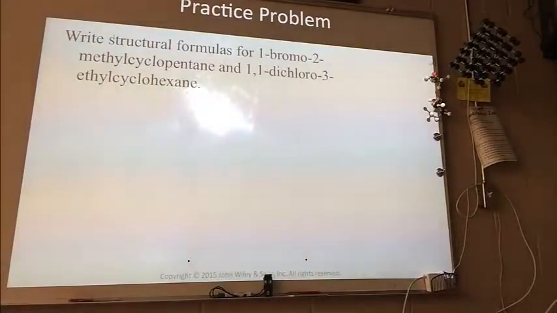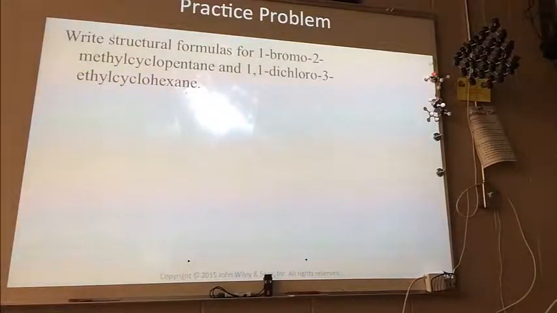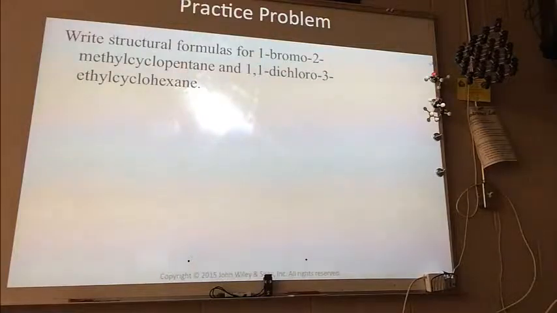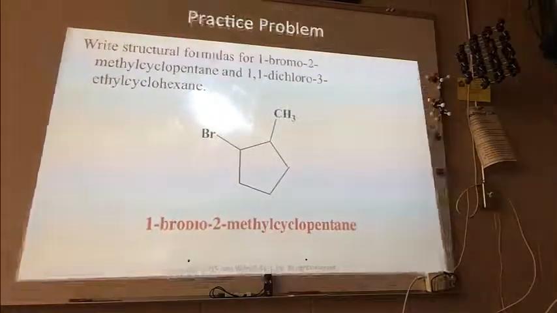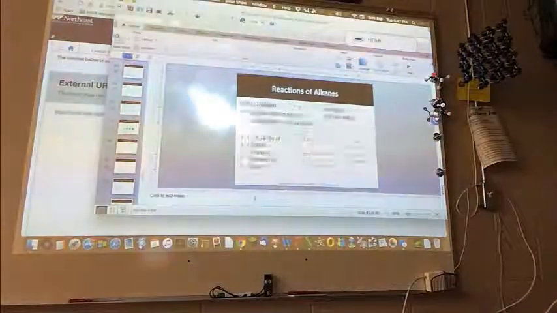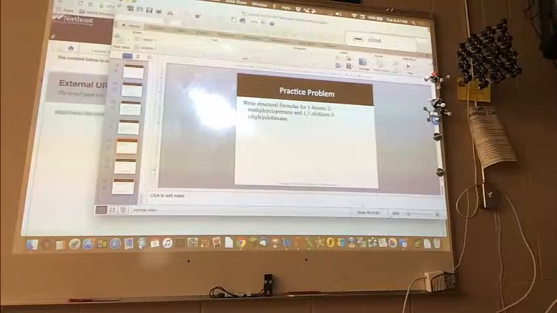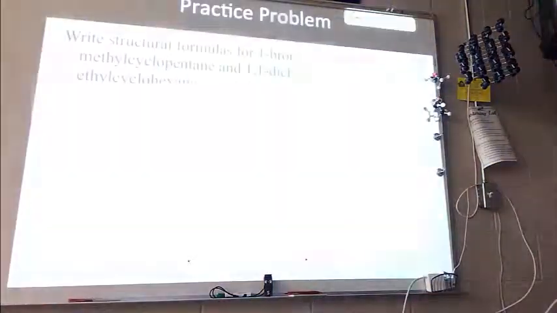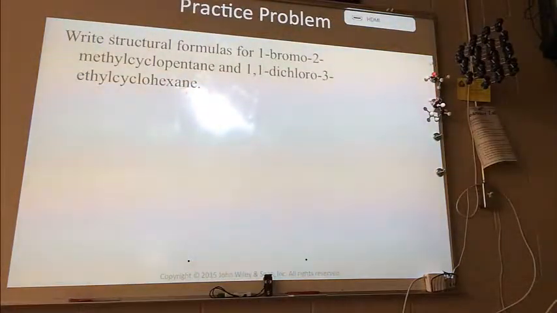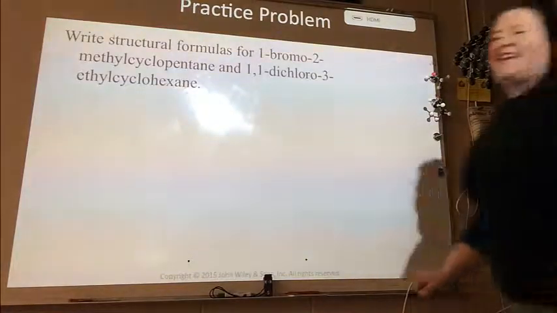So we have writing structural formulas for 1-bromo-2-methylcyclopentane and 1,1-dichloro-3-ethylcyclohexane. I am going to leave that on there as my last slide, and then I will let you attempt to draw them without looking at your PowerPoints if you have them, and then we'll come back to the answers after our break.